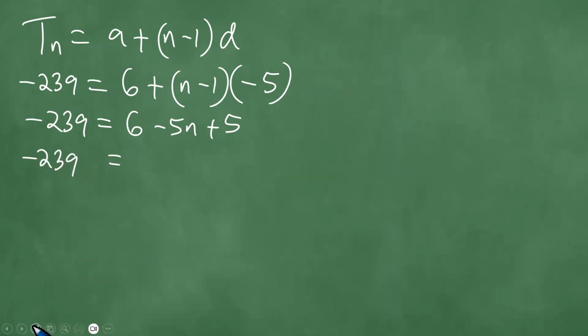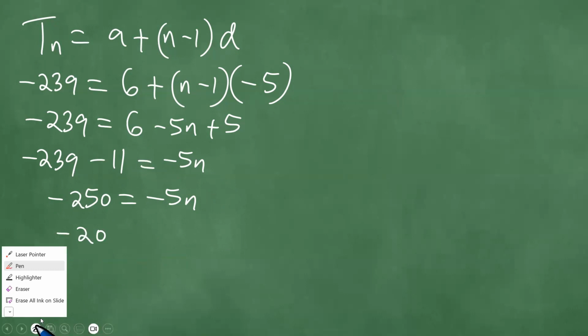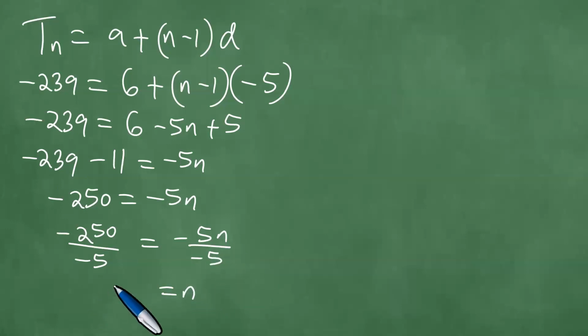-239 equals... So what is 6 plus 5? It's 11. Good, and then you move it across. So this is -250 equals -5n. Then we want to solve for n. So how do we solve for n? We divide by -5 on the left and the right. What do we get? 50. Well done. So n equals 50.